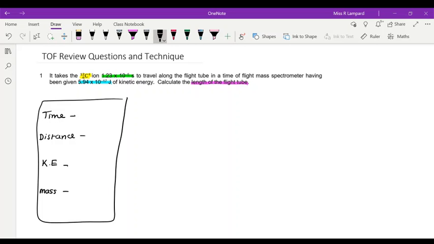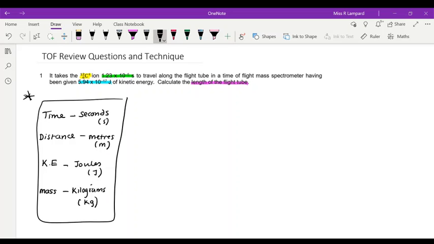Okay, so you should have remembered, therefore, that time is in seconds, distance is in meters, kinetic energy is in joules, and mass is in kilograms. So when you're working through these questions, it's always worth making sure that you're working in the correct units. Now, I'm going to go through this in the way that I would approach this question. However, you may have your own preferred style, which we can, of course, look at in some future examples as well.